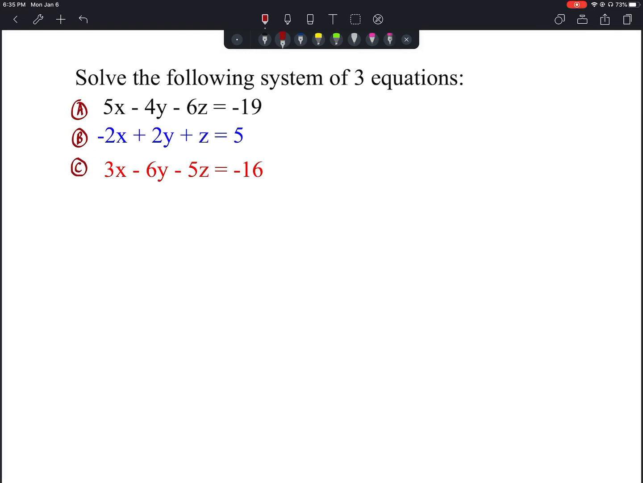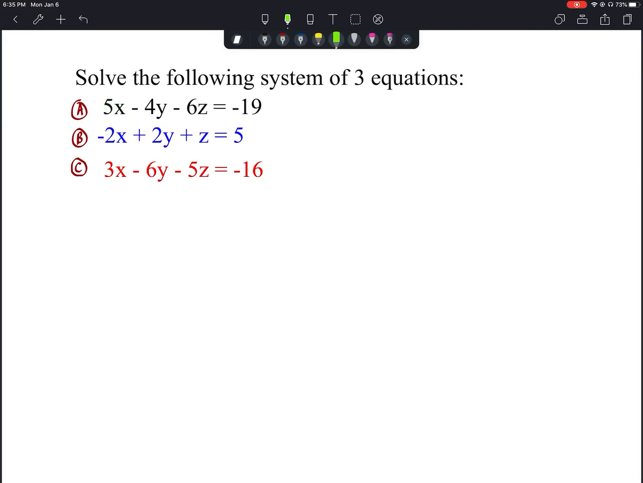You probably want to call them something else. A, B, and C should be fine here for this one. Now, when we look at this one here, we have to look at what variable we want to eliminate. So when we look at our x's here, 2 is not a factor of 5, 2 is not a factor of 3, 3 is not a factor of 5. So we're going to have to do a lot of manipulation to our equations in order to eliminate an x. So that might not be the best choice for us.